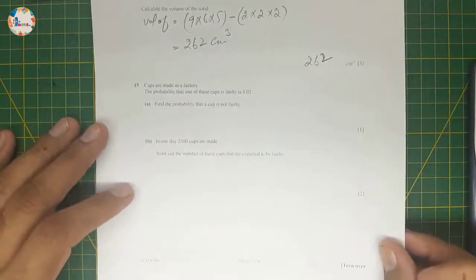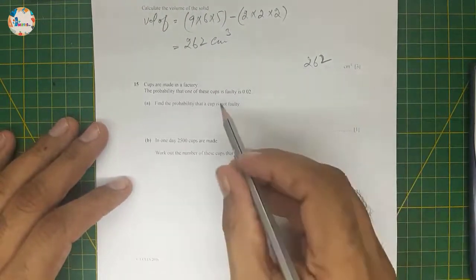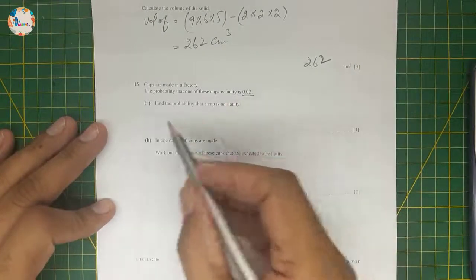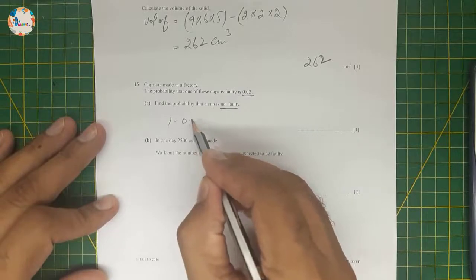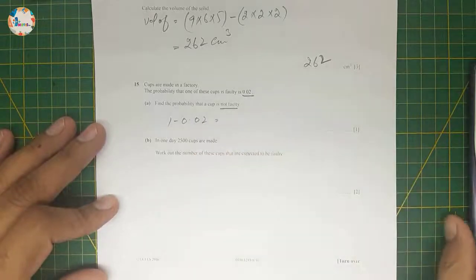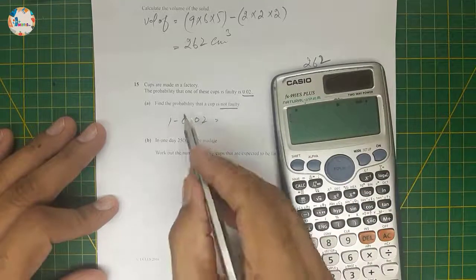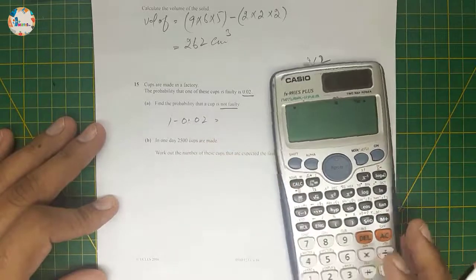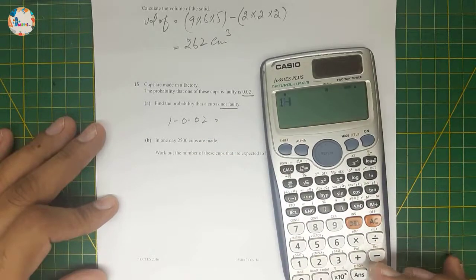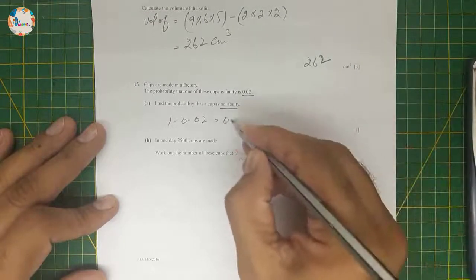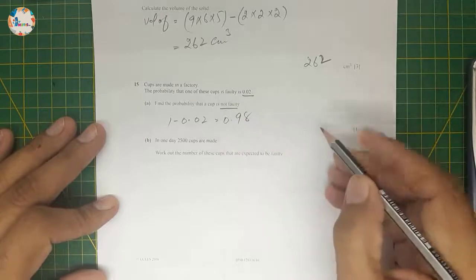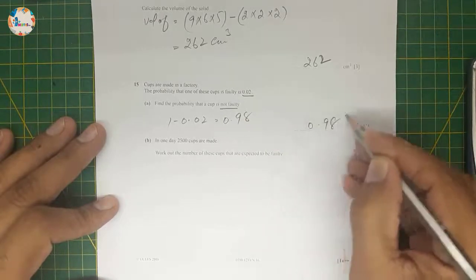Cups are made in a factory, the probability that one of these cups is faulty is this one. Find the probability that the cup is not faulty. So 1 minus 0.02 will be equal to not faulty, because this is faulty and the maximum probability can be 1. So 1 minus 0.02 will be the remaining probability, which is 0.98. 0.98 will be the answer.